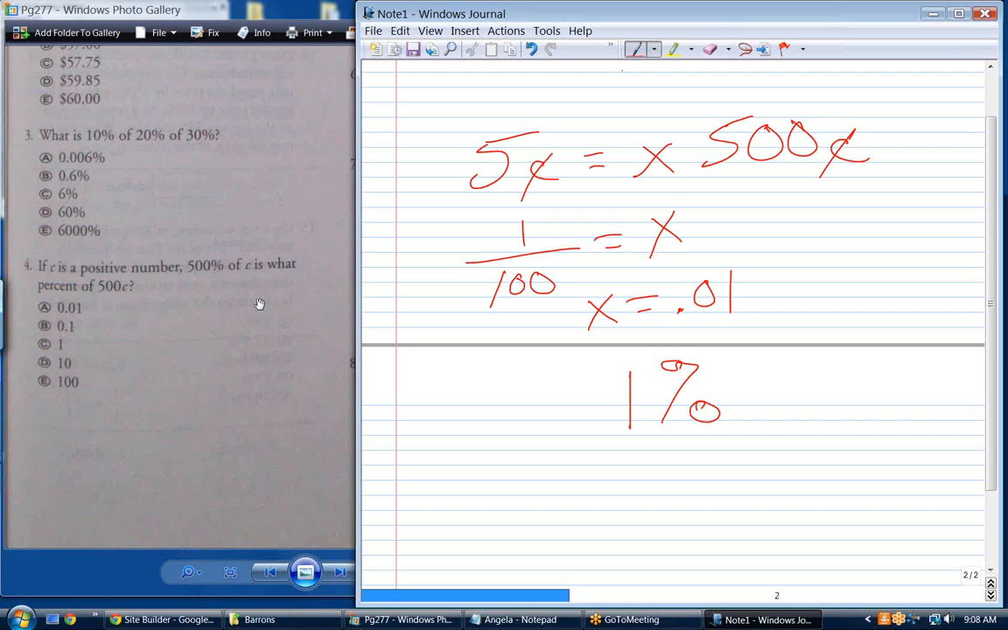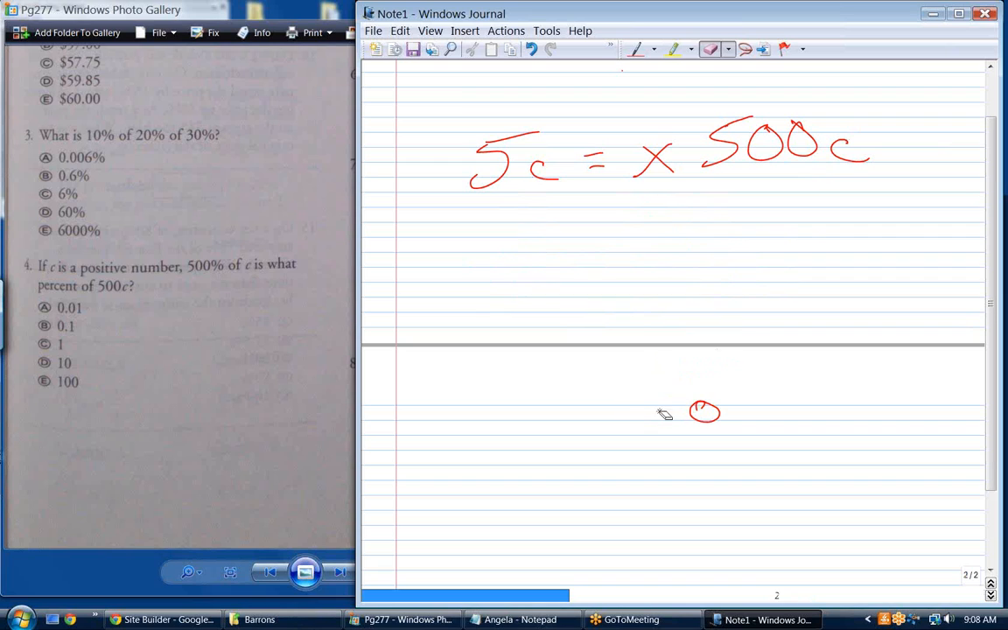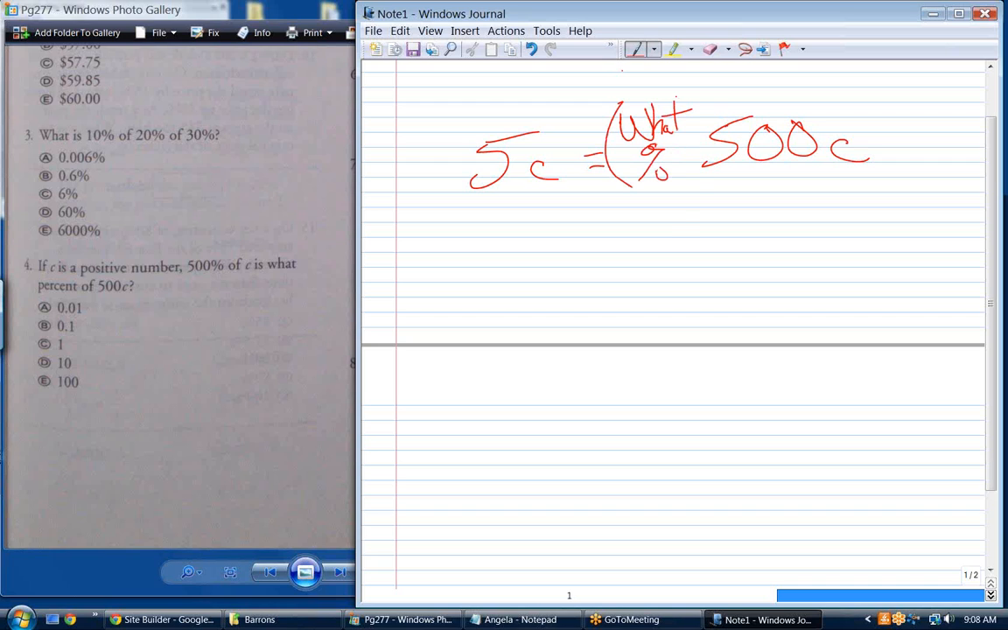Now, perhaps an easier way than writing this out as an algebraic expression would be to back solve it. We still have to get this far, though. I can replace that with what percent times 500C. As long as you can write this, now we can go in and back solve it. Well, let's start with 0.1.